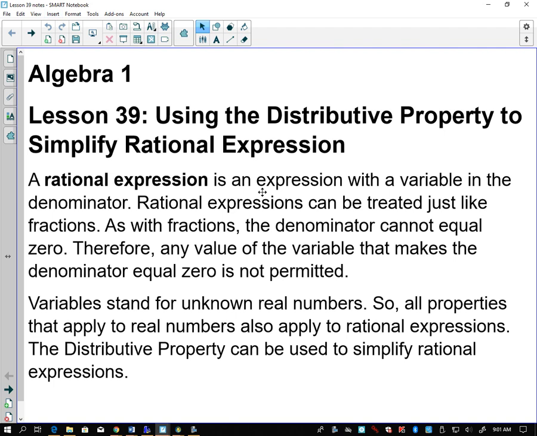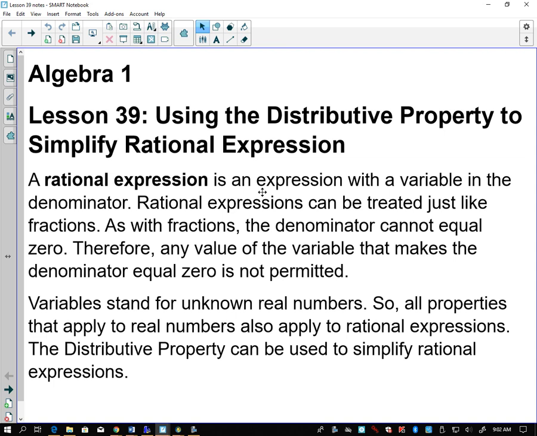All right, Algebra 1, using the distributive property to simplify rational expressions. We're already pretty familiar with the distributive property, right? It's where we have something that's sitting outside a set of parentheses. We multiply it by everything that's inside a set of parentheses, is typically how we see it. Sometimes the distributive property is foiling.